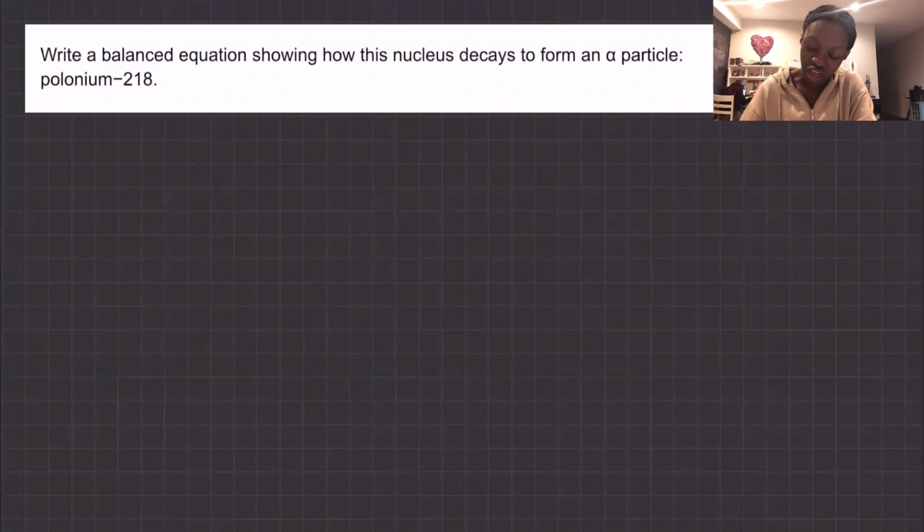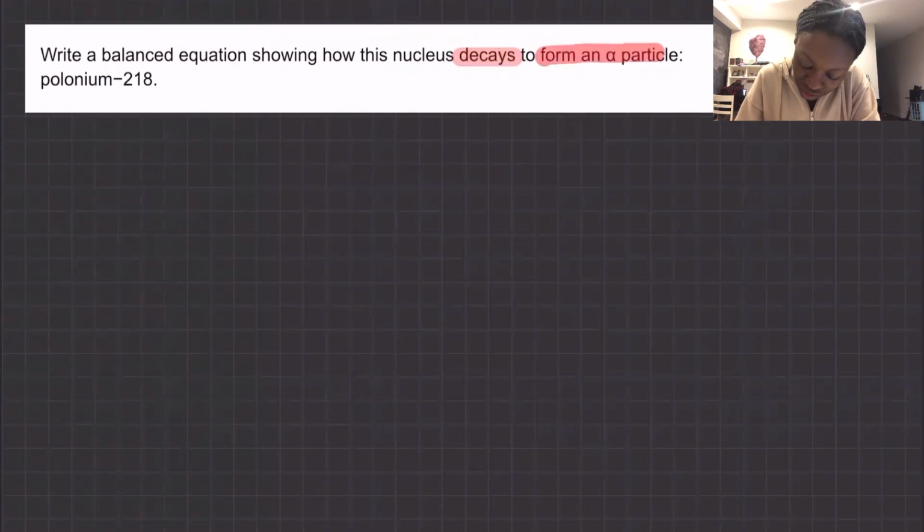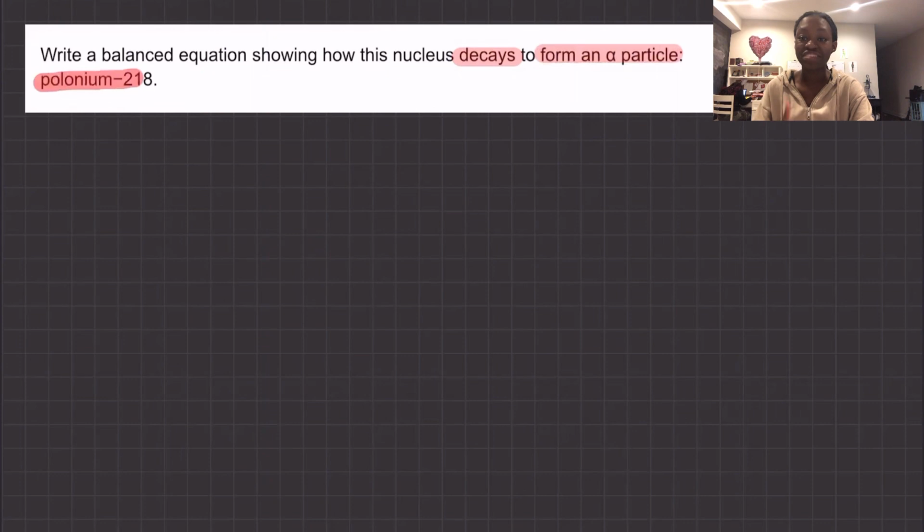Write a balanced equation to show how this nucleus decays to form an alpha particle, and it is polonium-218. Don't make the mistake of assuming that this polonium-218 nuclear equation is going to be similar to the one we just did. It's actually going to be a little bit different. So we know that we are trying to find a nucleus that decays to form an alpha particle. This nucleus being polonium-218. I think that's super important and people might not catch that. So we're going to start with polonium-218 as our reactant.